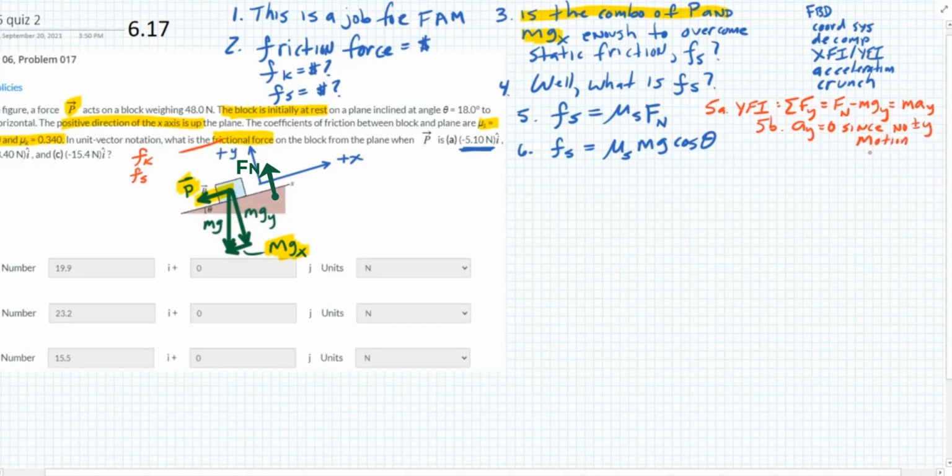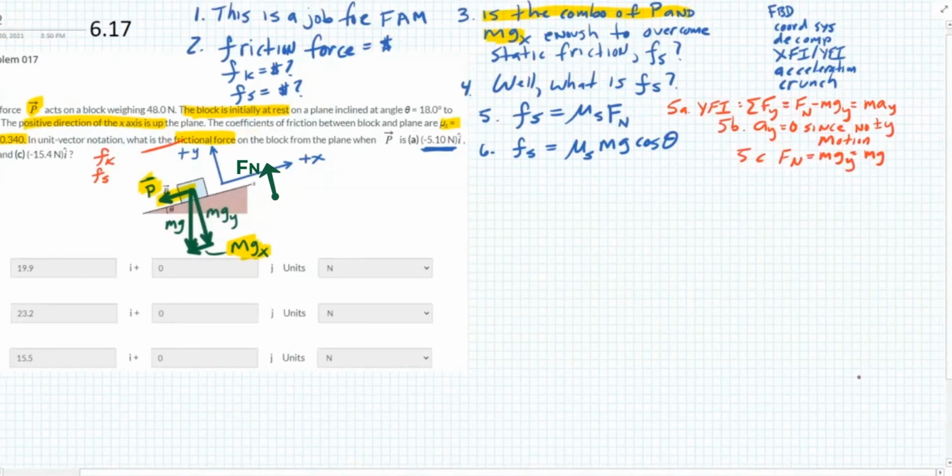Okay. So then we're saying 5c: F sub n equals mgy, which is mg cos theta. So I've done this a lot of times. I was sort of tempted just to skip and say, well, we've done this so many times, but that seems a little bit cavalier. So there's 5a, b, and c, 6, got it. So here's how much static friction we can cough up.